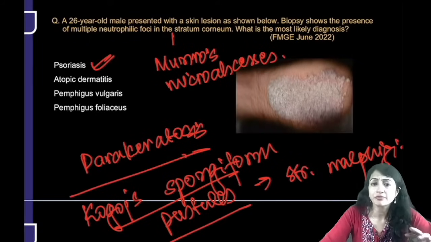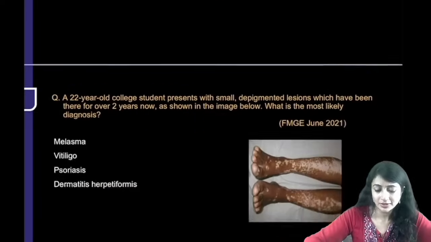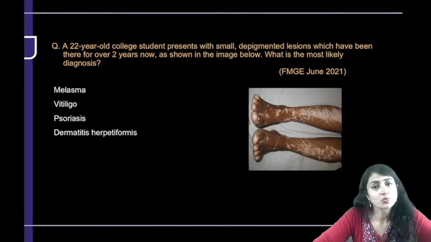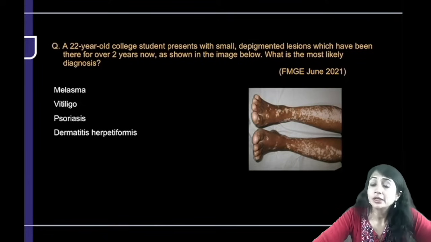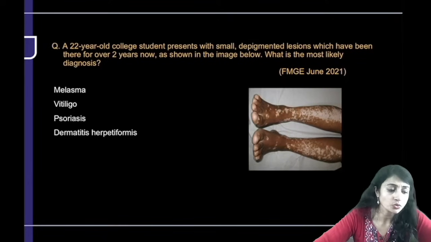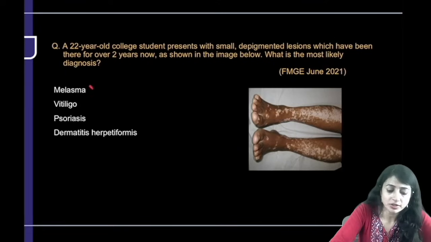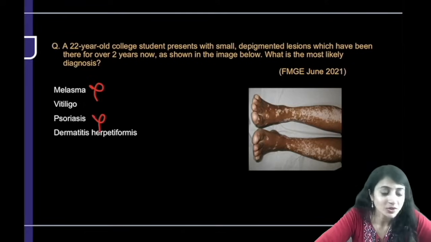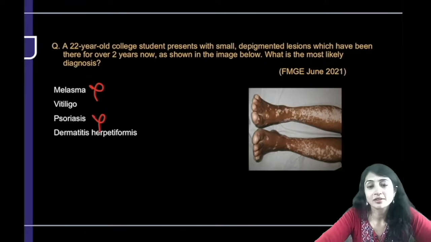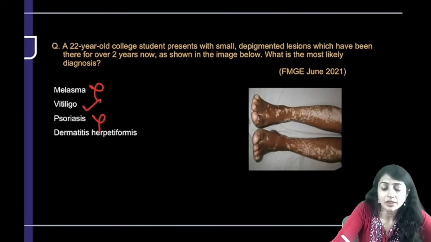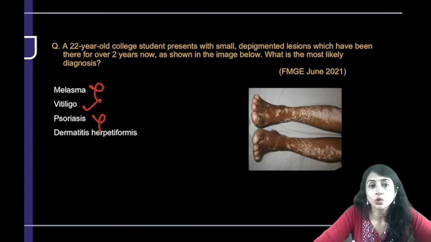Wonderful. You guys are very well read and I'm so happy to see this. Next question. A 22-year-old college student presents with small depigmented lesions which have been there for 2 years now. What is the most likely diagnosis? Obviously, we have just studied melasma, so you know it's not melasma. We've studied psoriasis, so you know it's not psoriasis. So there is no rocket science here. Depigmented lesions which are bilaterally symmetrical: this is vitiligo. Also, I can call it vitiligo vulgaris.